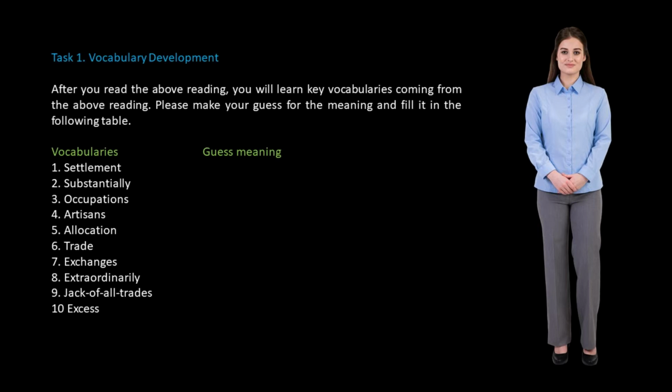1. Settlement. 2. Substantially. 3. Occupations. 4. Artisans. 5. Allocation. 6. Trade. 7. Exchanges. 8. Extraordinarily. 9. Jack of all trades. 10. Excess. Please do the task. You can pause your video while completing the task.